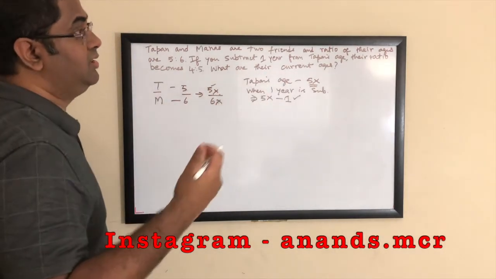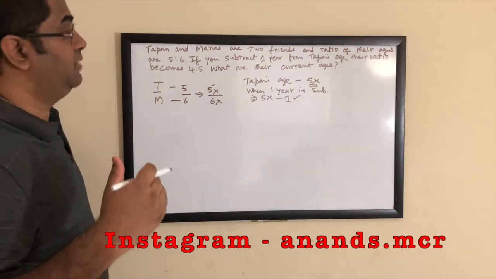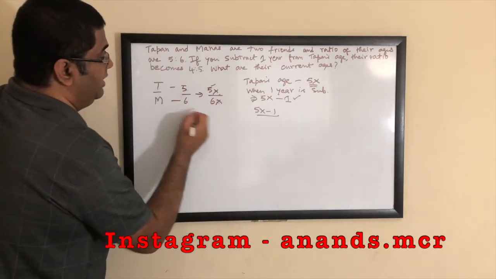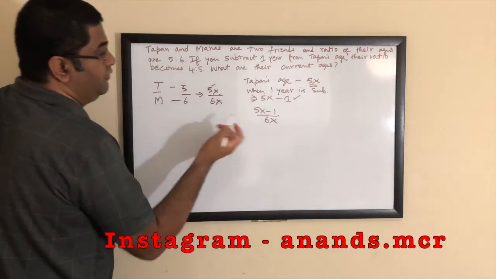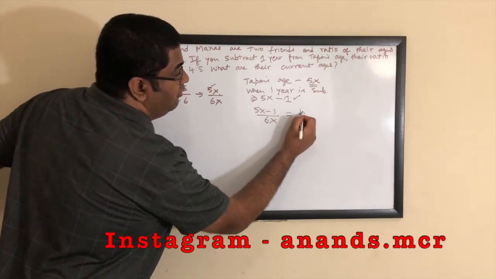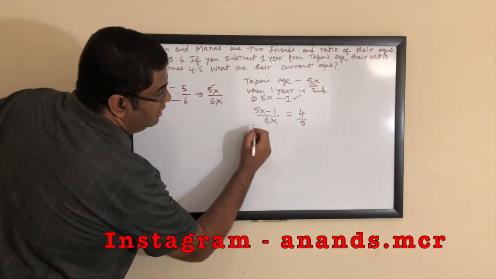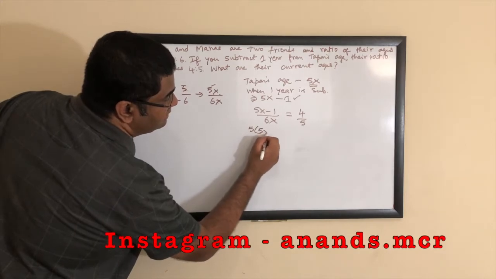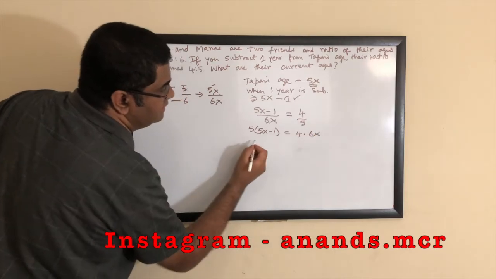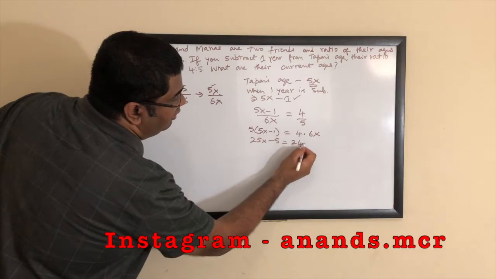Now let's actually look at the third part of the problem. If you subtract 1 year from Tapan's age, their ratio becomes 4:5. So 5x minus 1 by Manas' age, 6x, becomes 4:5. So friends, how do you do this? The same method. Multiply: 5 times (5x minus 1) will be equal to 4 times 6x. So 5 times 5x is 25x, minus 5 will be equal to 24x.